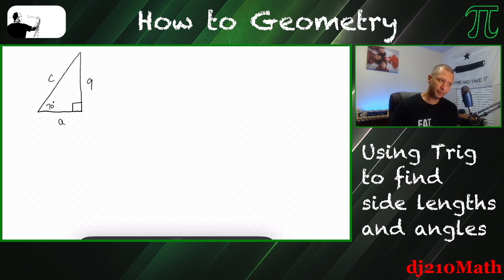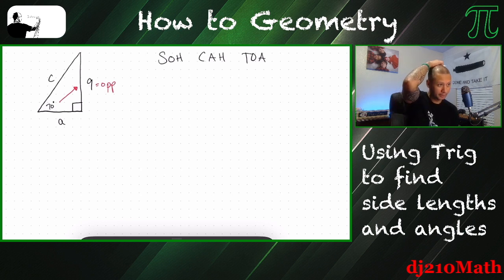All right, let's see another example. We're given 70 and the side opposite of 70. Always writing down and keeping in mind SOHCAHTOA. Now we'll see which one is going to be actually useful here, depending on what we want first.